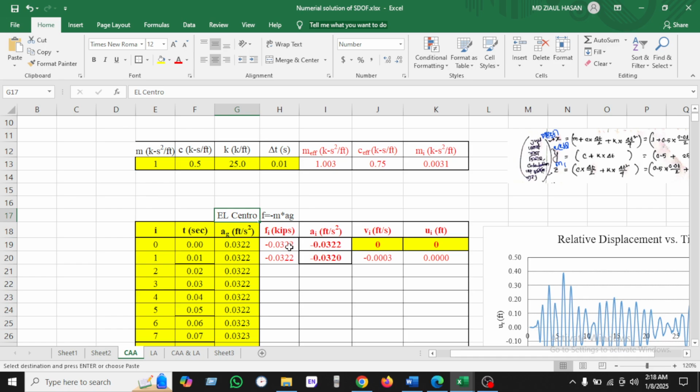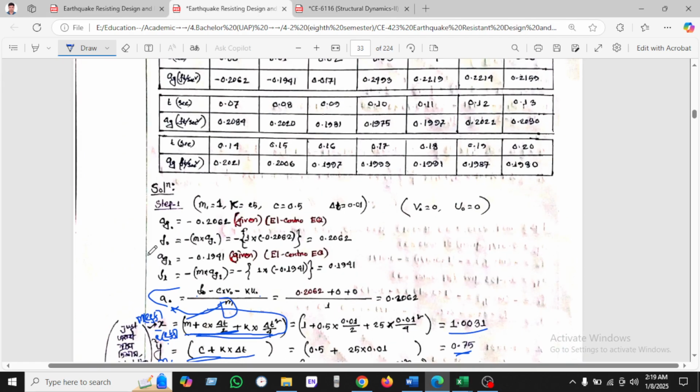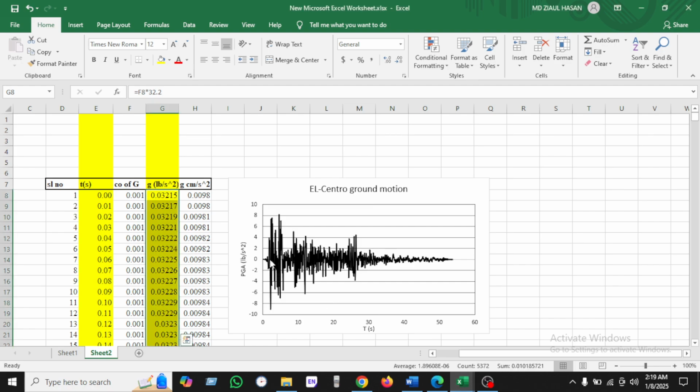Okay, and F1, how will we get it? The first velocity is 0 and the first displacement will be 0. F1 is nothing but, we know F equal to ma, which is m into a, where a is the ground motion. We have been using this formula: F equal to ma, here it is minus ma, so in this way we will find this formula.